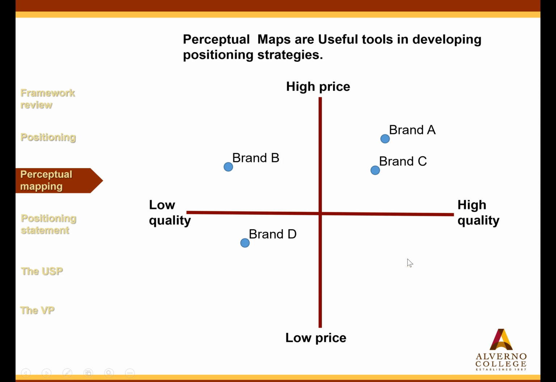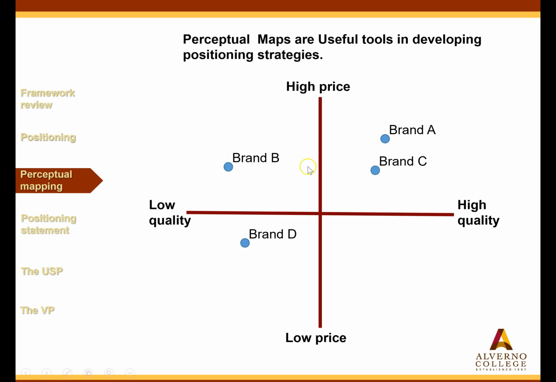So what you do is you actually plot the competitors on this map. For instance, in this example, brand A was identified as having a high price and high quality. Brand C also high price, high quality, maybe a little bit lower in price and a little bit not as high quality perception as brand A. Brand B was identified as having high price but perhaps perceived as low quality. Brand D is competing on low quality, low price.